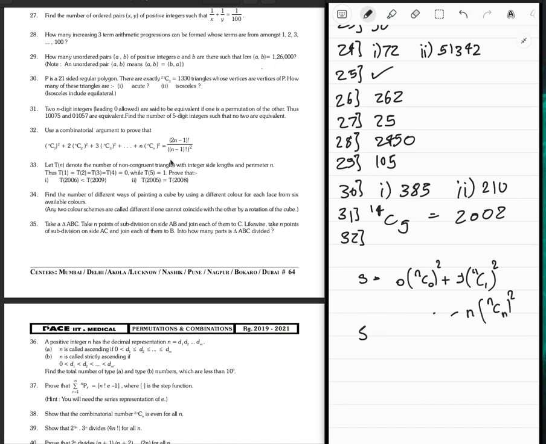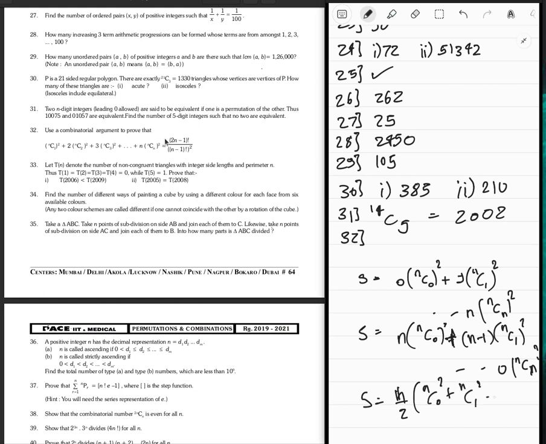Then you can write S is equal to, in reverse, n times nC0 squared, then (n-1) times nC1 squared and so on, where n-1 becomes 1 and so on, till eventually you get 0 times nCn squared. Then add these: S is equal to n over 2 times nC0 squared plus nC1 squared, and so on till nCn squared. And this is actually doable by a combinatorial argument.